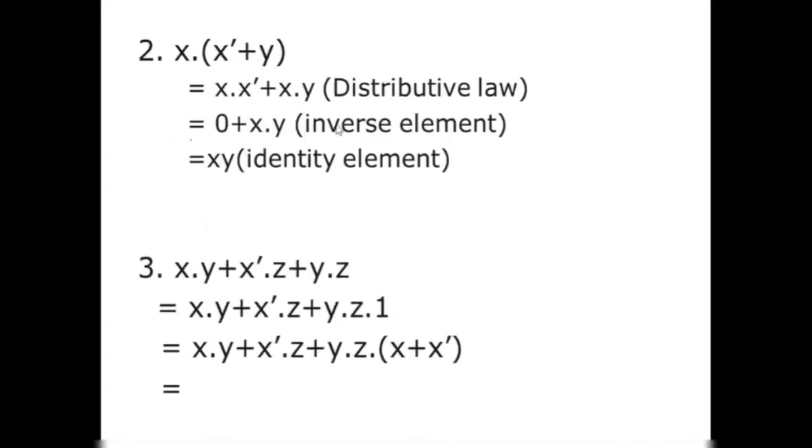These postulates, theorems, and manipulations you have used, you have to clearly mention within brackets. And here also you use the inverse element, because x and x dash equals 0, and then it's equal to xy, using the inverse element and identity. And this one also you can do. The answer is not given here. If there are any problems, you can ask me, and I will show you how you can do it.